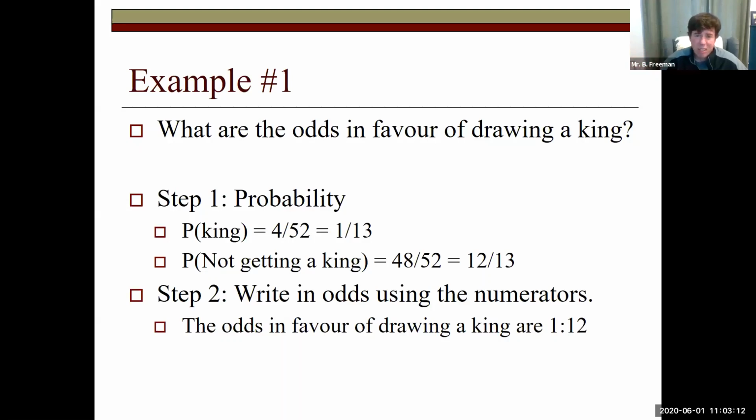So 2 steps. Step 1, do exactly what you did in the previous topic. Calculate the probability. So the probability of a king is 4 over 52. Where did I get those numbers from? In a deck of cards, there are 4 kings and there's 52 cards total. So that's my sample size. What I want is a king, that's in the numerator, over the denominator of the sample size, which is 52.